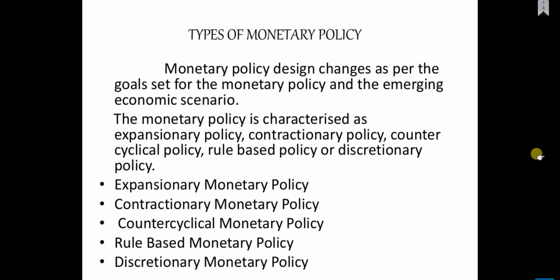The fifth and last type of monetary policy is discretionary monetary policy. Discretionary monetary policy allows the central bank greater autonomy in the conduct of monetary policy. Under such a policy, rather than being constrained by preset rules, the central bank, after assessing the emerging economic scenario, uses its own judgment and can change the value of money supply and related variables.